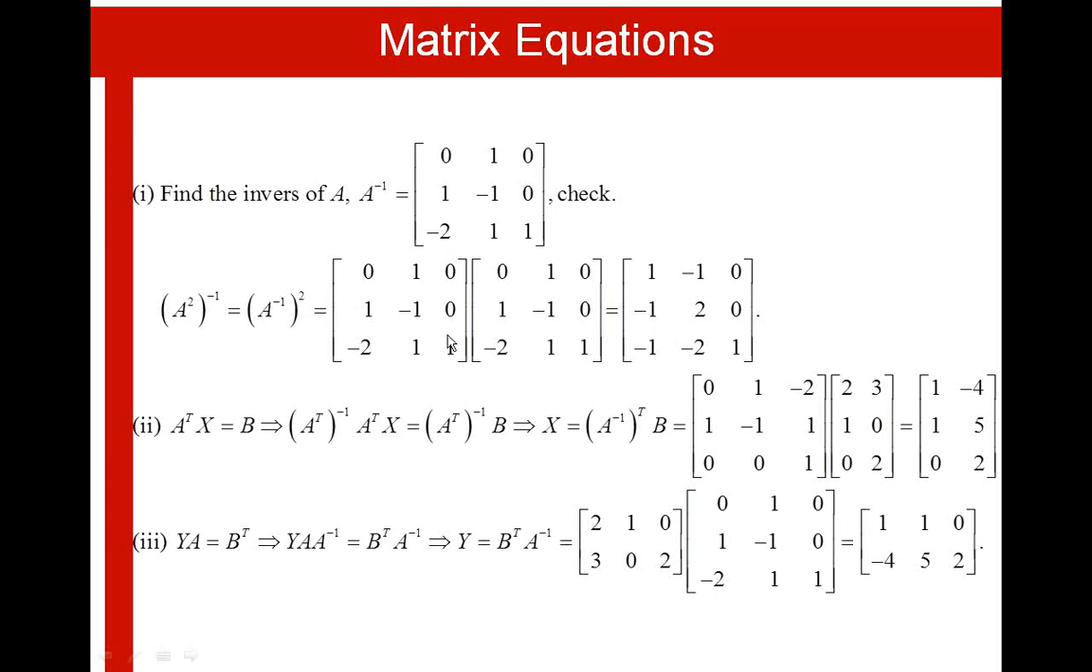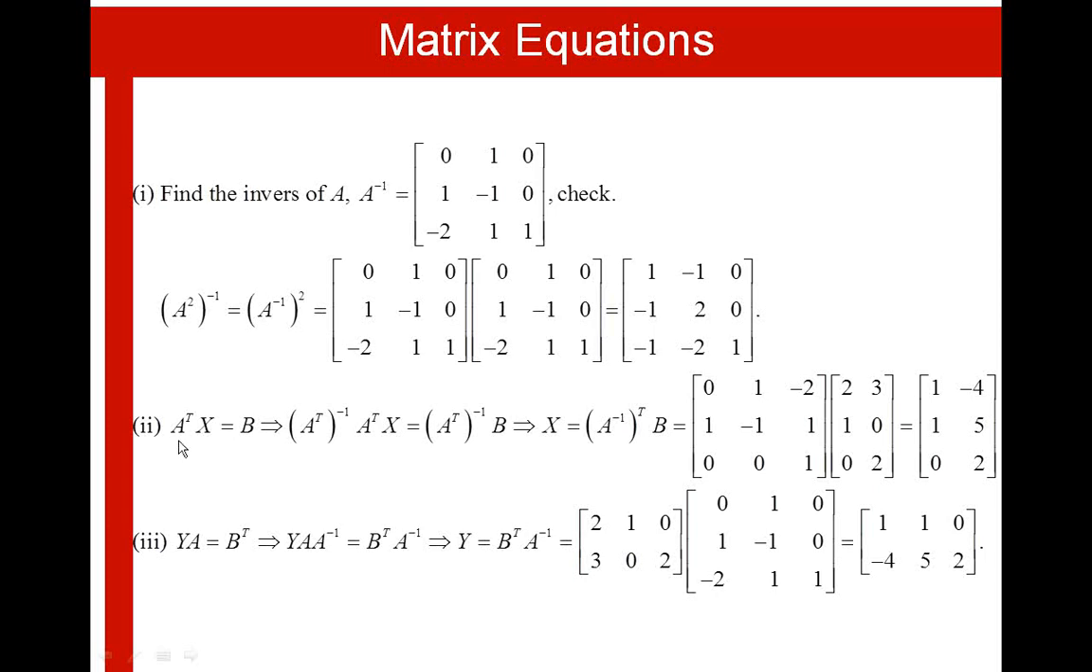In order to do that, we set the two matrices next to each other and we do the matrix multiplication as we've learned before. If we do that, we obtain this matrix here, which is again a 3 by 3 matrix. This matrix here represents (A^2)^-1.